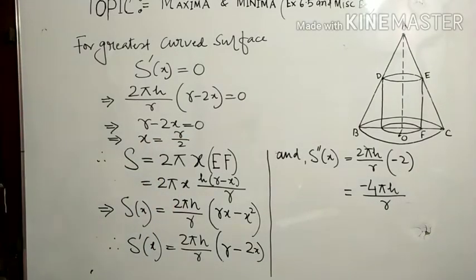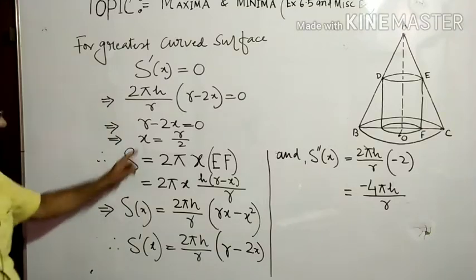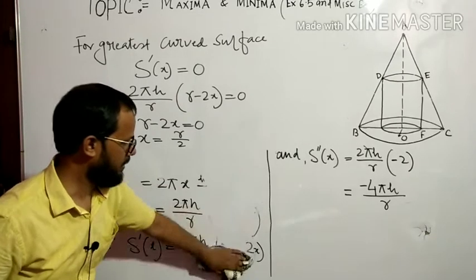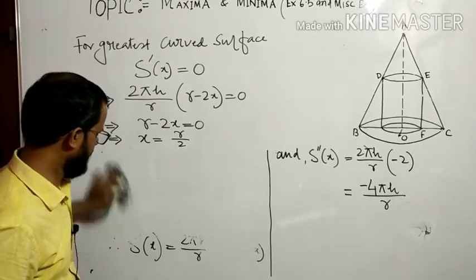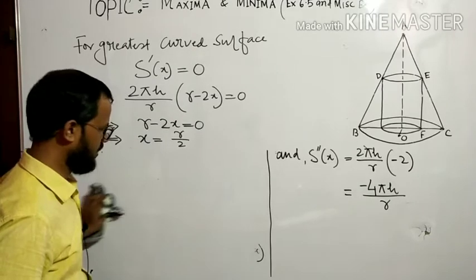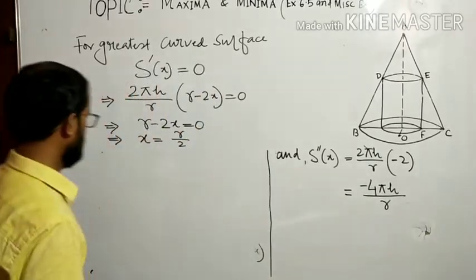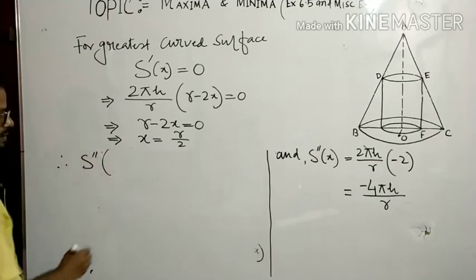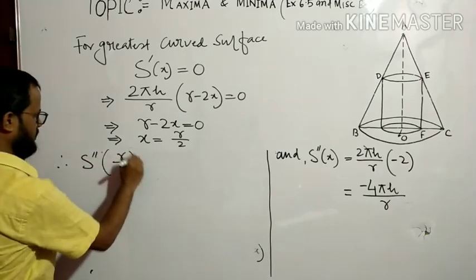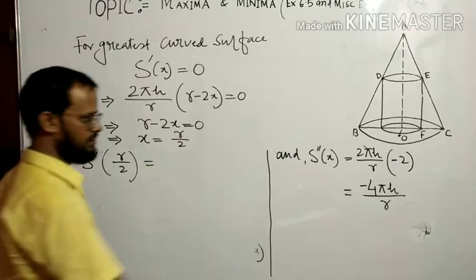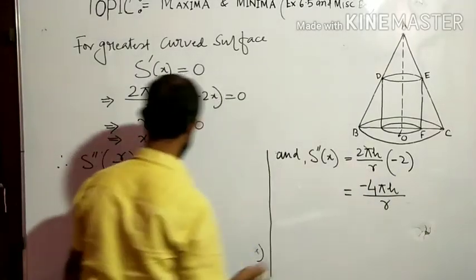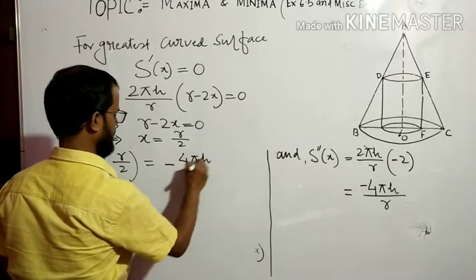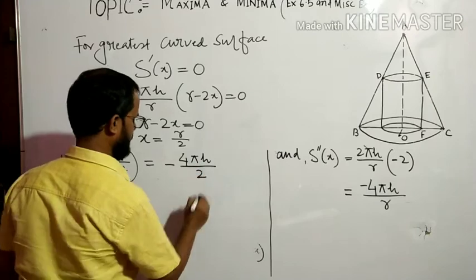Okay. After getting the critical point, this is the critical point, you have to check the second order derivative at this particular point. Now what is the second order derivative? This one. So therefore S double dash x, what is the value of x? R by 2. And it is independent of x, so it will remain the same: minus 4 pi H divided by 2, divided by what?